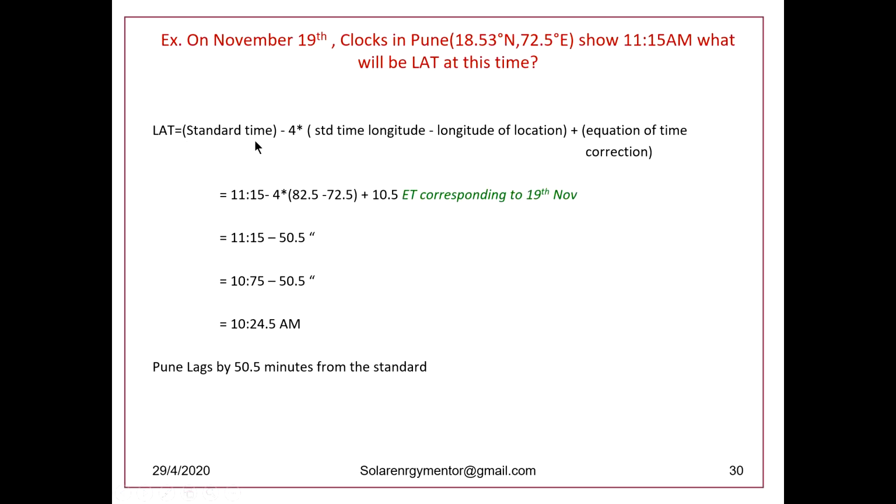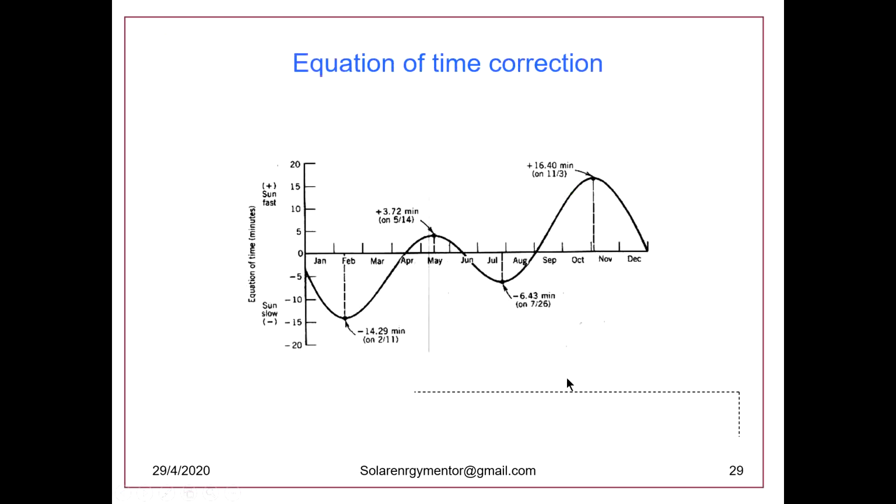LAT is equal to standard time. What is standard time? 11:15 am. So it is 11:15 minus 4 into 82.5, which is the standard time longitude for India, minus 72.5 east, the longitude of Pune. Then 10.5. How do we read 10.5? Now 10.5 is the equation of time correction. The equation of time correction corresponding to the 19th of November we have to read. So I will read here.